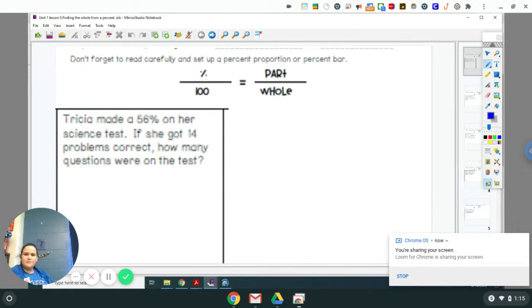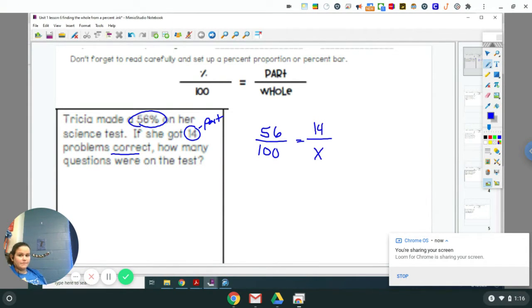Okay, so today we're going to be finding the whole when given the part. Trisha made a 56% on her science test. If she got 14 problems correct, how many questions were on the test? So first thing is the percent always goes over 100. So 14 is your part because it's the number of problems that she got correct, and you're trying to find the total number on the test. So 14 will go on top, and X will go on the bottom.